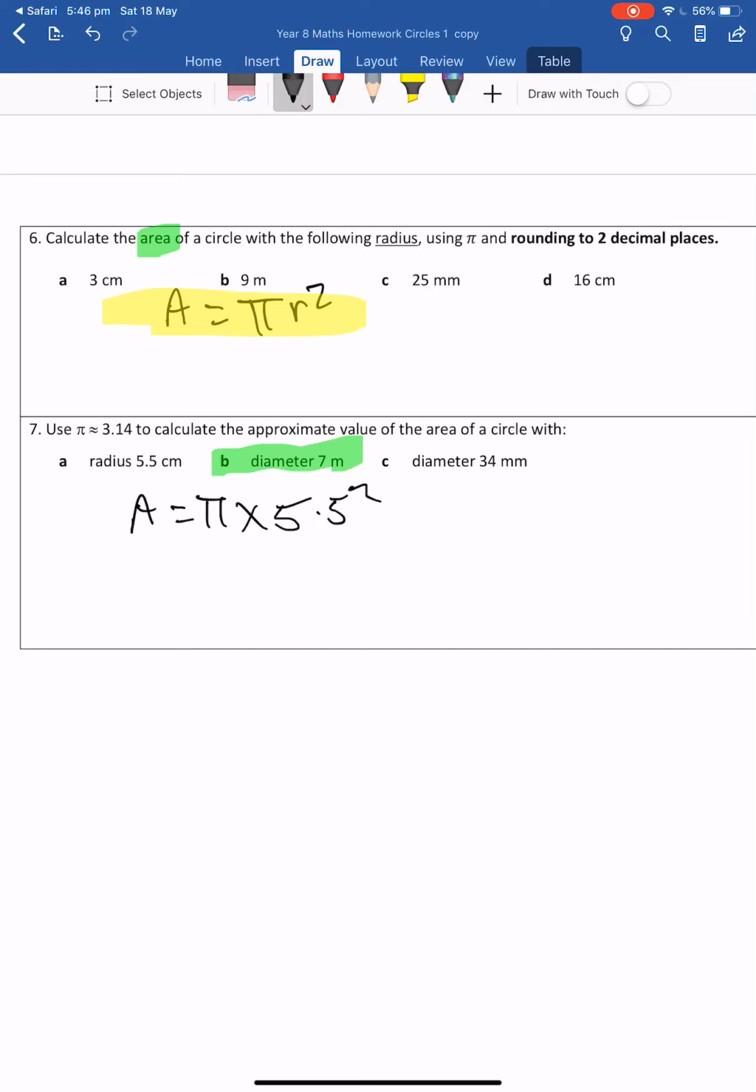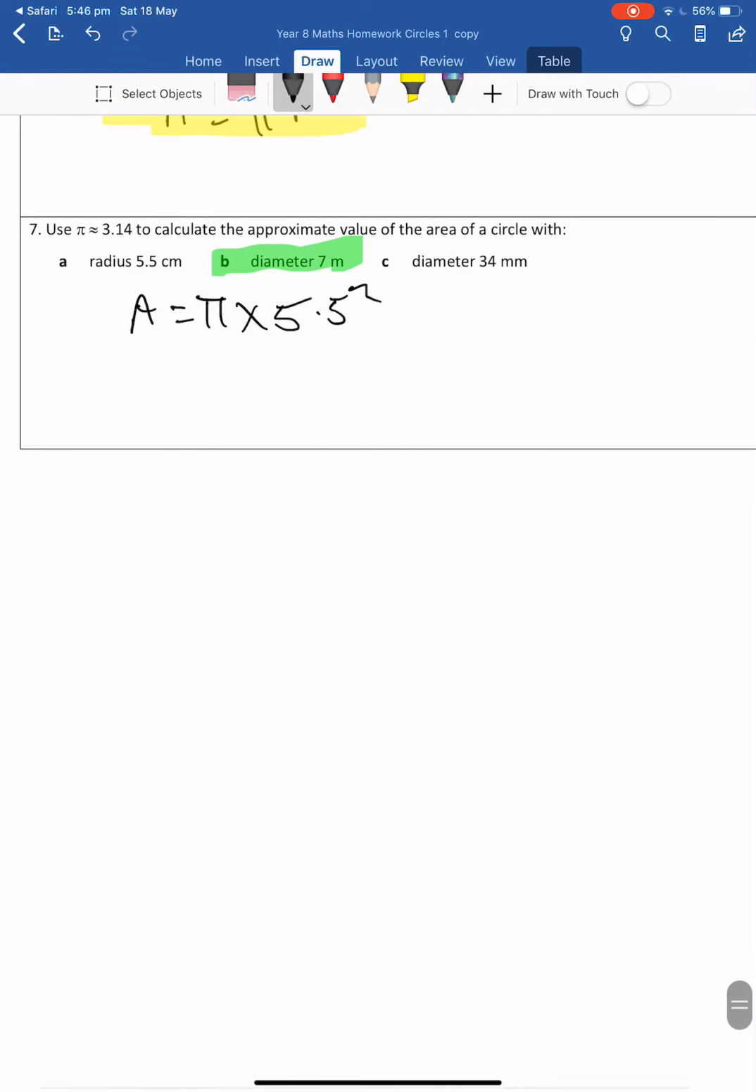So the two formulas we're using in this sheet that we've gone through today, this past week, is circumference or perimeter equals pi times d, the diameter, and area equals pi r squared. Okay, hopefully that helps you get through the homework sheet. All the best.